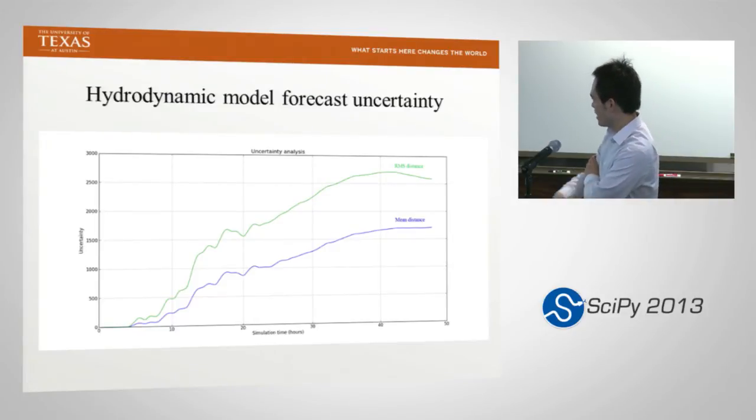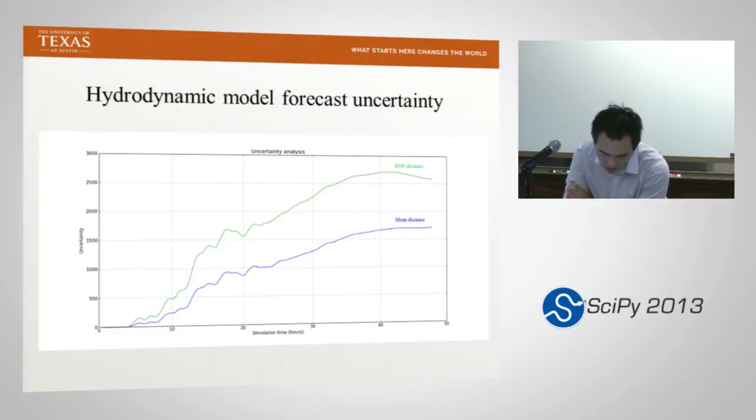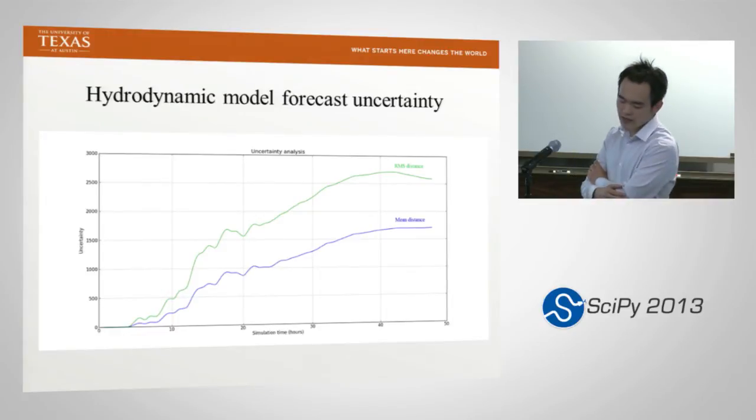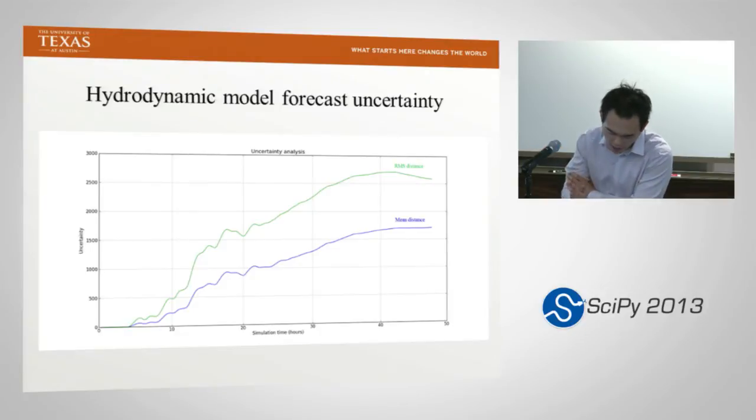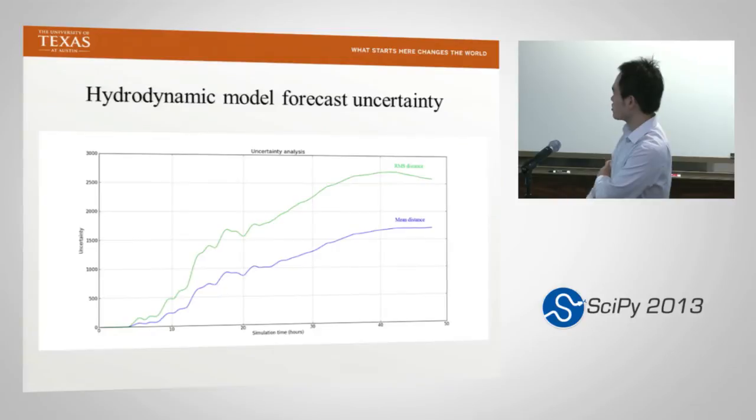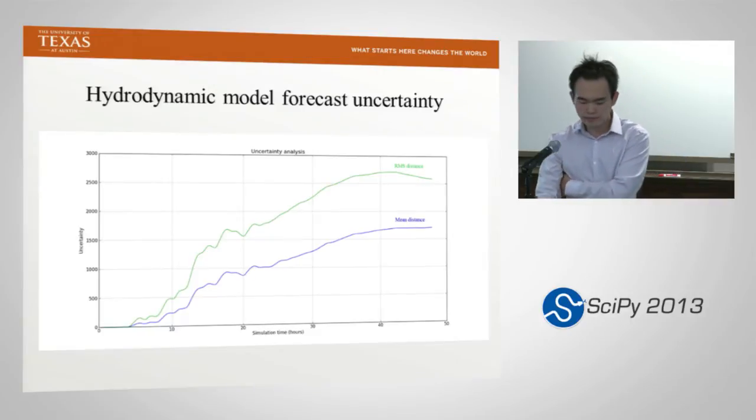We can see that at the start time, there is no uncertainty. And maybe after 5 hours of forecast time, the uncertainty is going to increase very slowly. Maybe after 8 or 9 hours, it will increase very sharply. And then it's going to become stable after 40 hours of simulation forecast time.